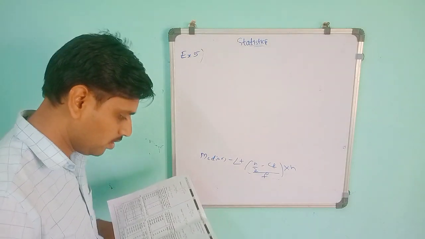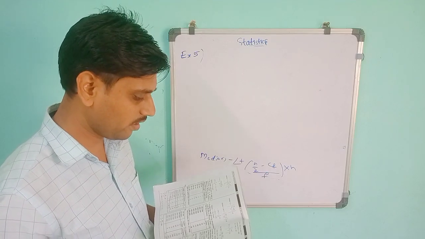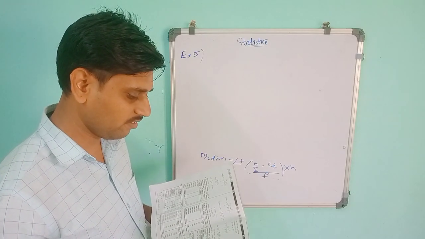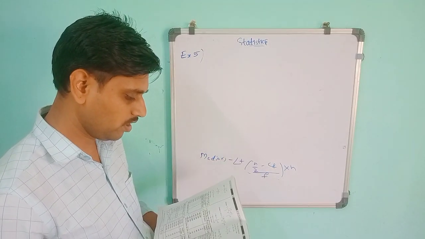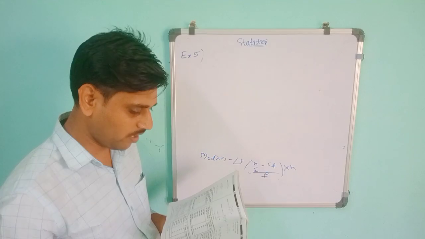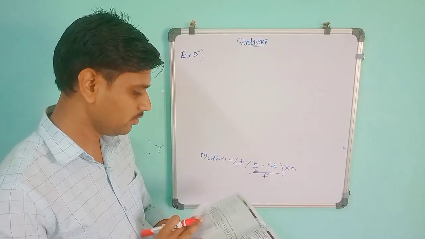100 surnames were randomly picked from a local telephone directory, and the frequency distribution of the number of letters in the English alphabet in the surnames was obtained as follows. Determine the median number of letters in the surnames, find the mean number of letters in the surnames, and also find the modal size of the surnames.